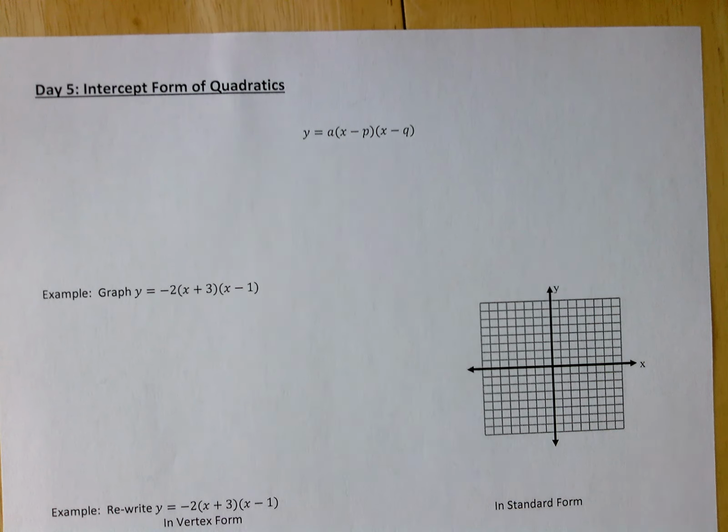All right, so today we're going to look at our final form of quadratics, which is intercept form. Okay, so intercept form, it's called that because it's a form that easily gives you the intercepts. Vertex form easily gives you the vertex. Transformation form easily gives you the transformations. Intercept form easily gives you the intercepts. Okay, so let's take a look at what's going on in this equation.